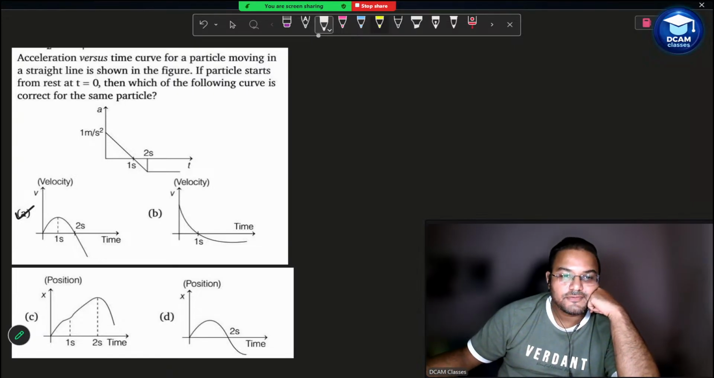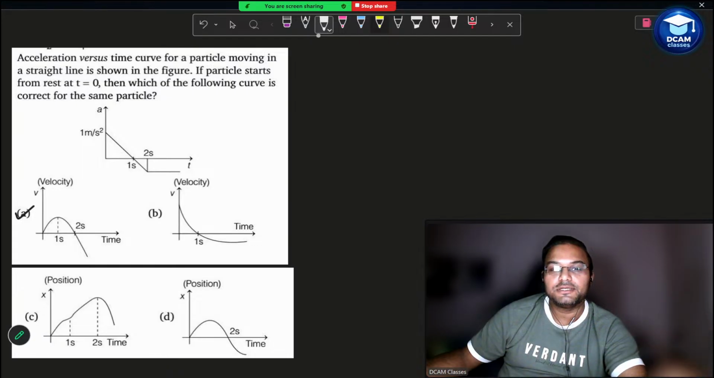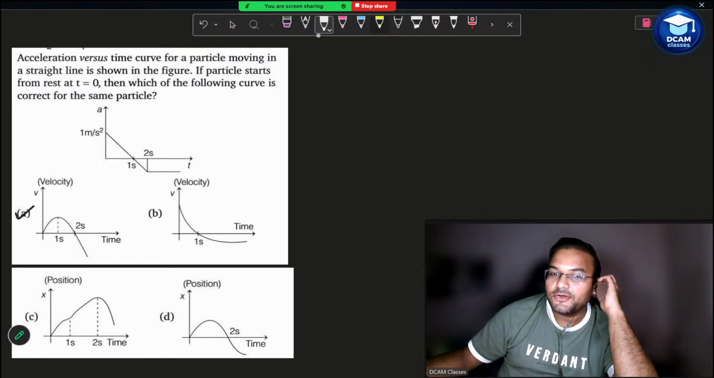But for D also you can do it now. For D also, sir, it doesn't give position. It is a position versus time graph. Correct.